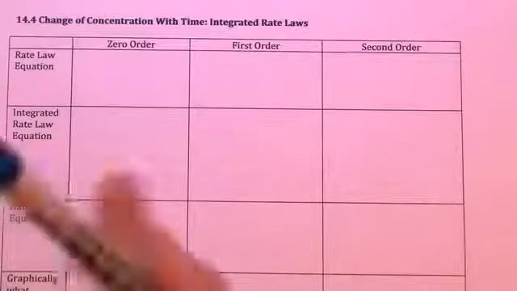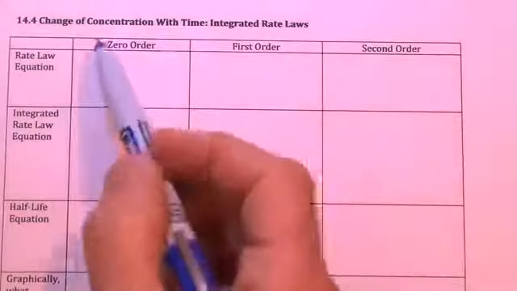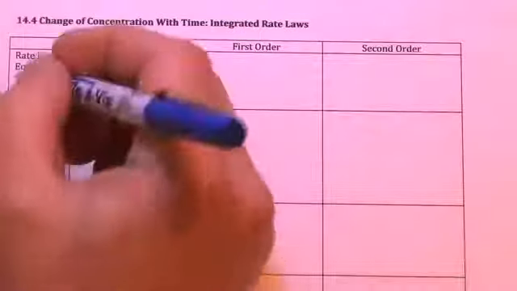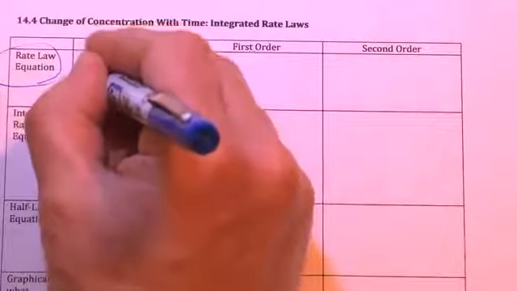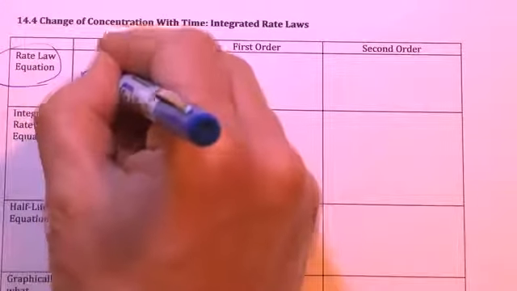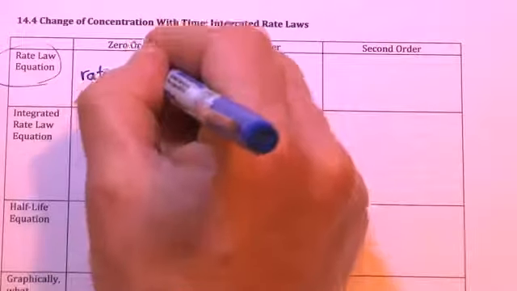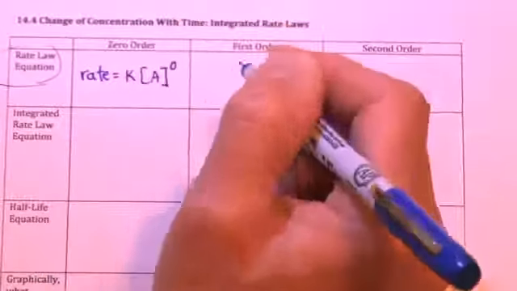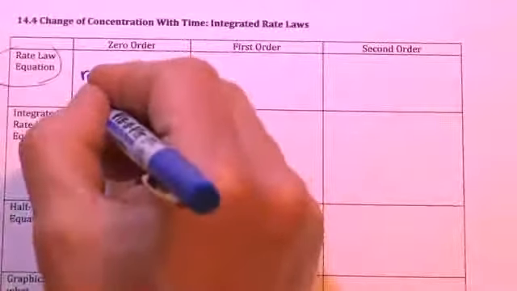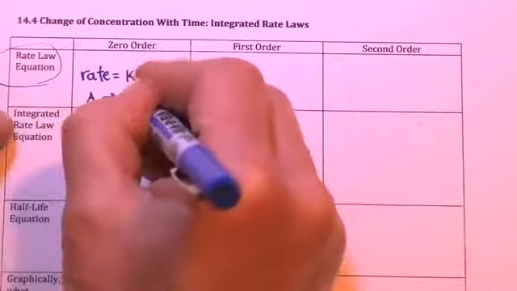We'll fill them out from left to right to top to bottom. Now, for these types of change of concentrations, we're going to look at 3 rate law equations. The first one is a zero order equation where the rate law expression would be rate is equal to some constant K times the concentration of the reactant A to the 0 power. And this would be for a reaction where A goes to some kind of products.